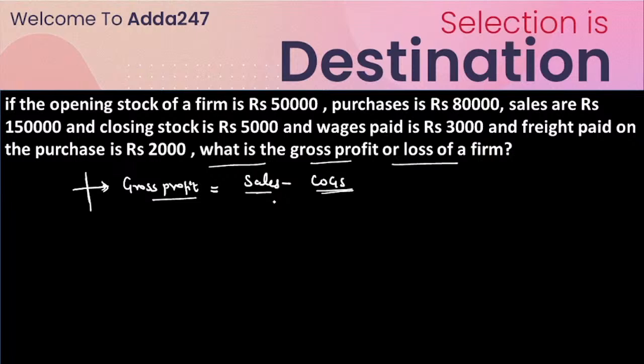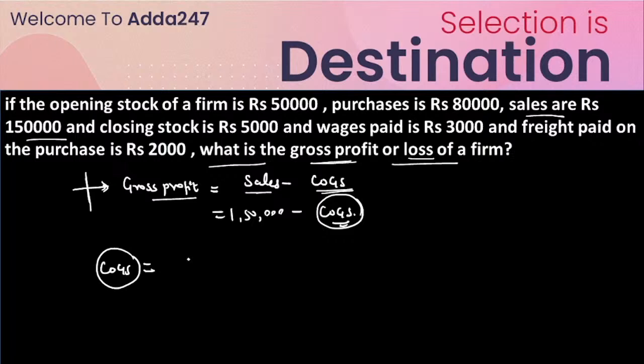So if we have to find out the gross profit or loss of a firm here, because sales are given here, that is sales are 1,50,000, just put here sales 1,50,000 rupees. Now you have to find out the cost of goods sold, like we had done in the previous question. Cost of goods sold is opening stock plus purchases plus direct expenses associated with producing the goods.